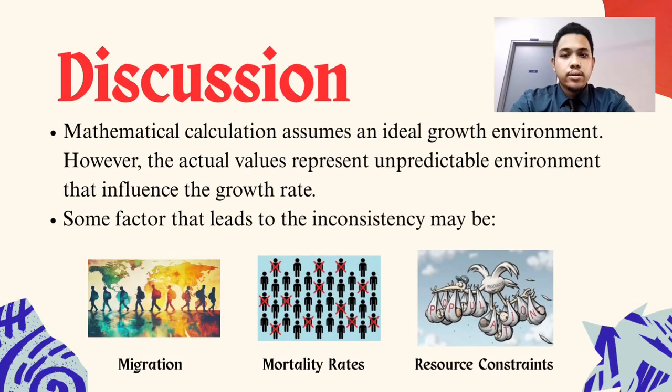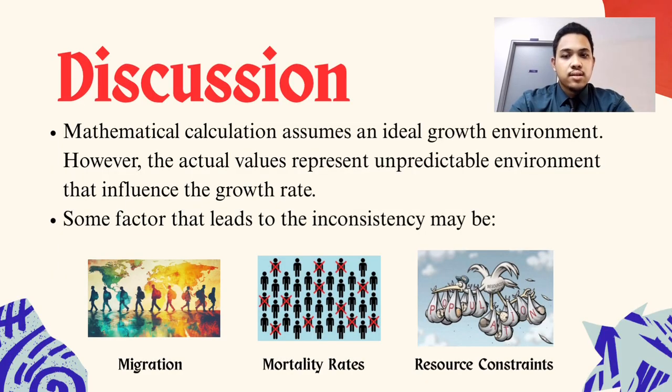So, why does this happen? The calculated values represent a mathematically perfect estimation. This model assumes an ideal environment where the growth rate remains constant. In contrast, the actual values represent an unpredictable environment where the rate of change is influenced by external shocks and shifts. There are several reasons why the inconsistency may occur. Firstly, migration.